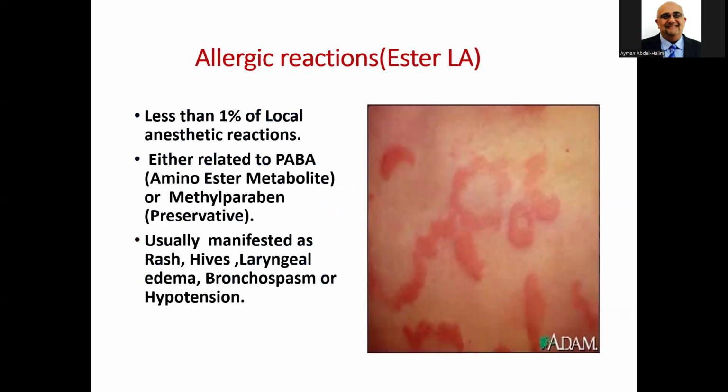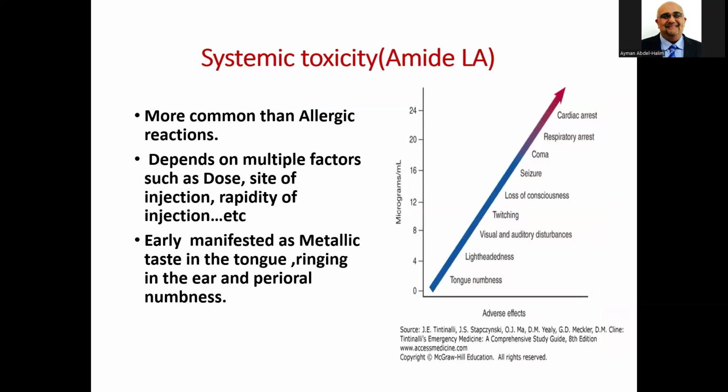This is just to give you a picture of the allergic reactions. And usually this is ester related, ester local anesthetic related. And this could be related to PABA. And PABA is an amino ester metabolite, or methylparaben, which is a preservative. Usually manifested as rash, hives, laryngeal edema, bronchospasm, or hypotension.